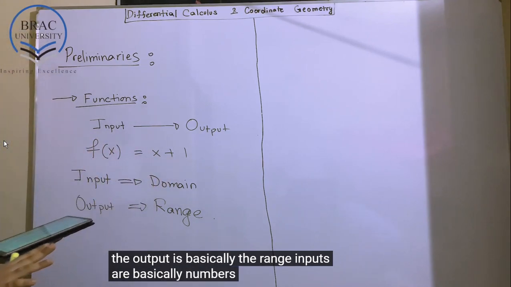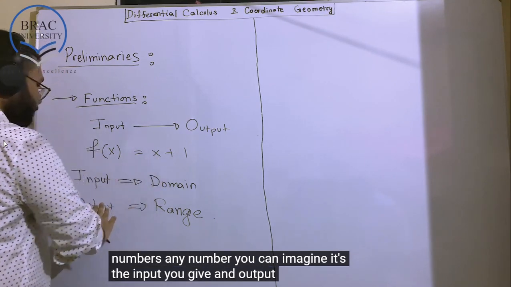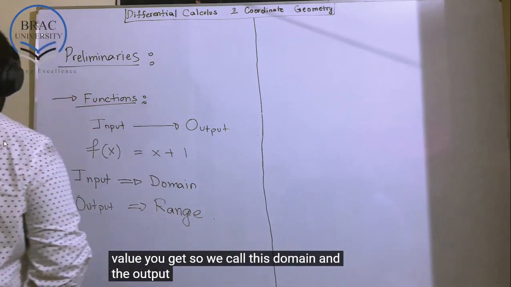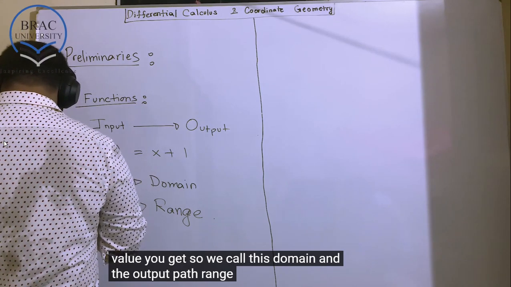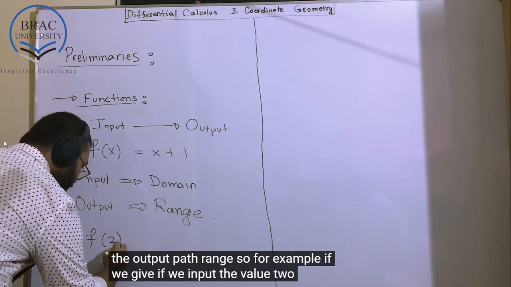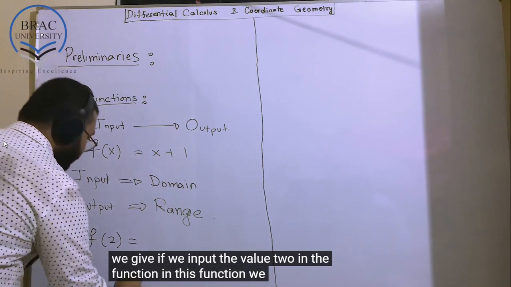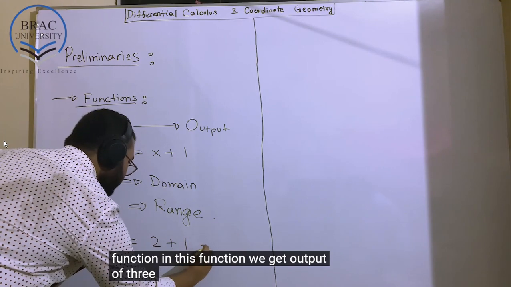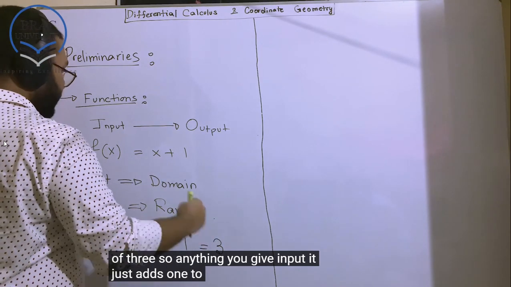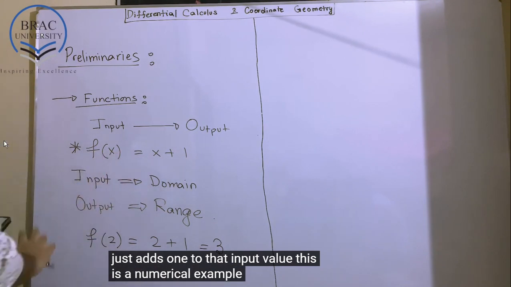Inputs are basically numbers. Think of them as any number you can imagine. It's the input you give, and the output is the value you get. So we call this the domain and the output part the range. For example, if we input the value 2 in this function, we get an output of 3. So anything you give as input, it just adds 1 to that input value. This is a numerical example of a function.